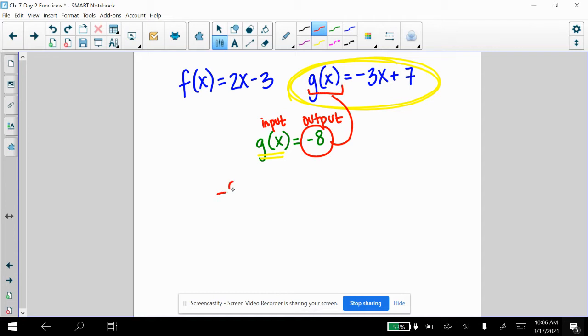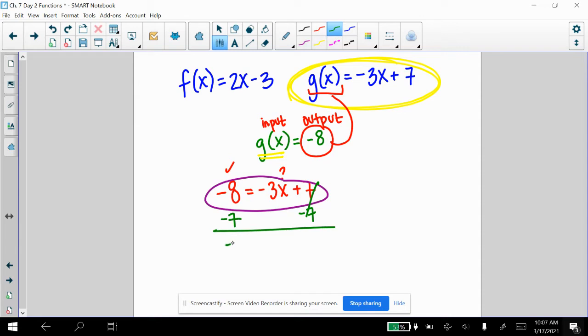So I'm going to rewrite my equation as negative 8 equals negative 3x plus 7. Again, this time they've given us the output and I'm looking for my input, which is x. Now that I have this equation, that's like riding a bike, right? Back to 7th grade, we know exactly what to do. We're going to subtract 7 from both sides. So I'll be at negative 15 equals negative 3x. I'm going to divide by negative 3 on both sides, and I will get x equals 5.